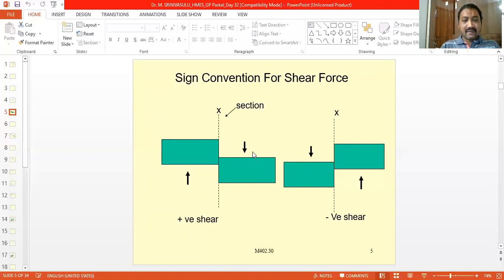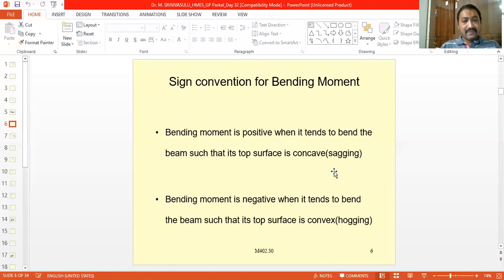This is the first one. Then accordingly you can assign the signs to all other conditions. So if the shear force acts downwards to the right of the section, then it is taken to be positive, and accordingly the signs for the other shear forces can be found.